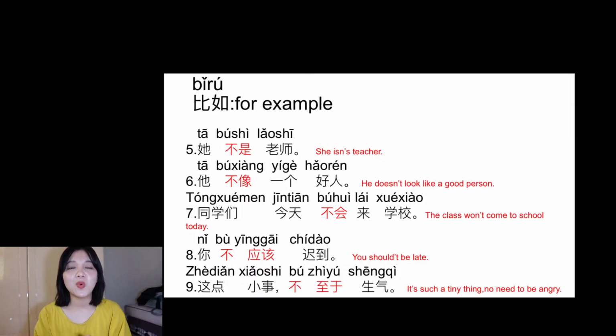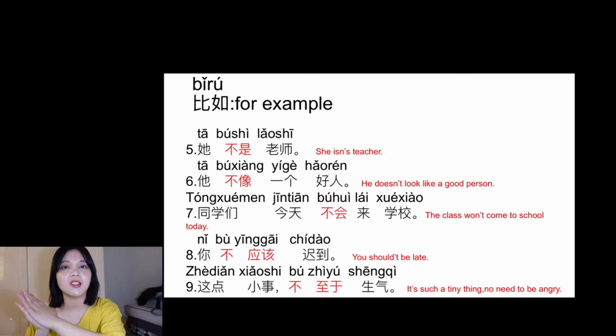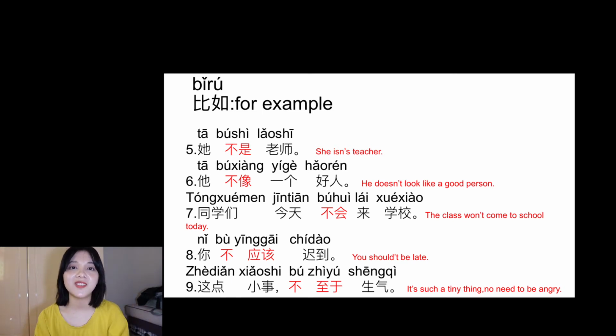For example, when we say 他不是老师, 老师 means teacher. 她不是老师, she is not a teacher. Now we can't say 她没有老师, because 她没有老师 means she has no teacher. So it's totally different. And next one. 他不像一个好人, it means he doesn't look like a good person.